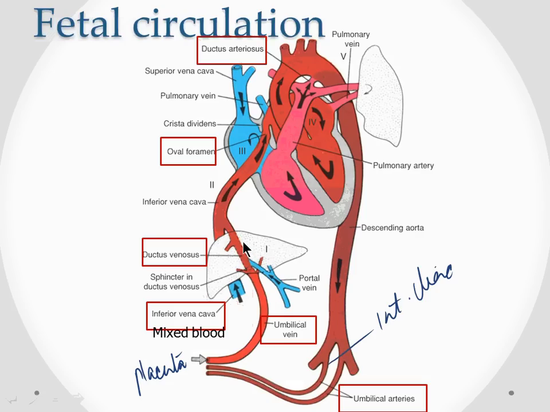And even this ductus venosus closes, because what happens? You tie off this part, right? The umbilical. So all these will fibrose, and this will also close off.